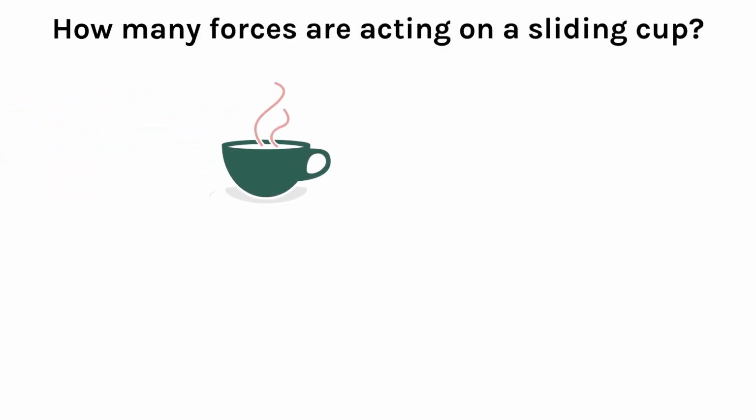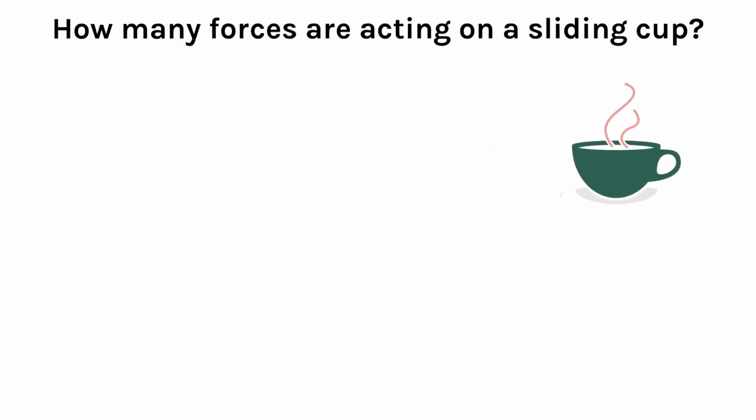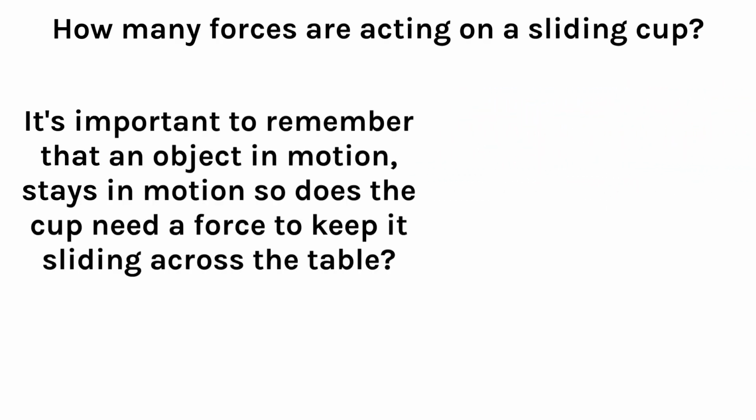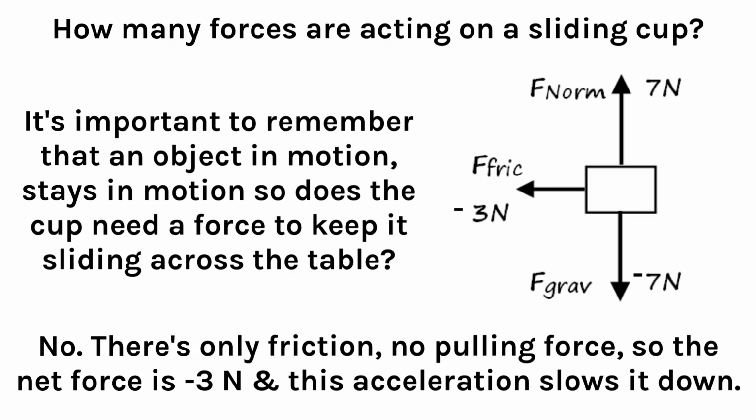How many forces are acting on a sliding cup? It's important to remember that an object in motion stays in motion, so does the cup need a force to keep it sliding across the table? No, there's only friction, no pulling force, so the net force is negative 3 newtons, and this negative acceleration slows it down.